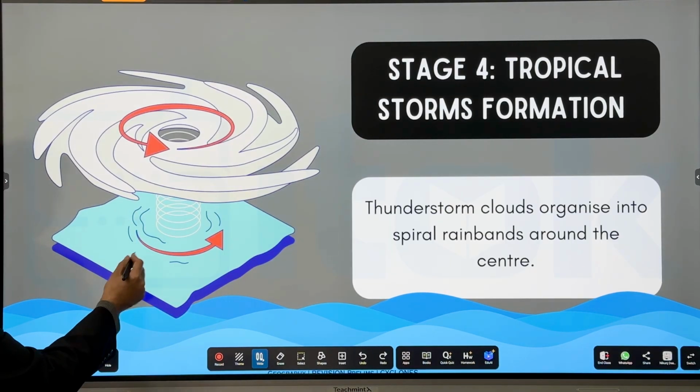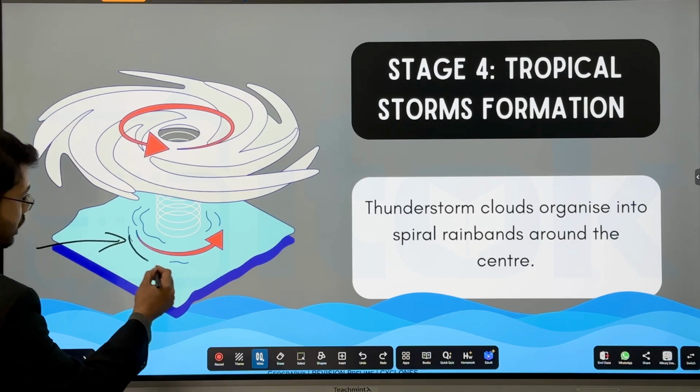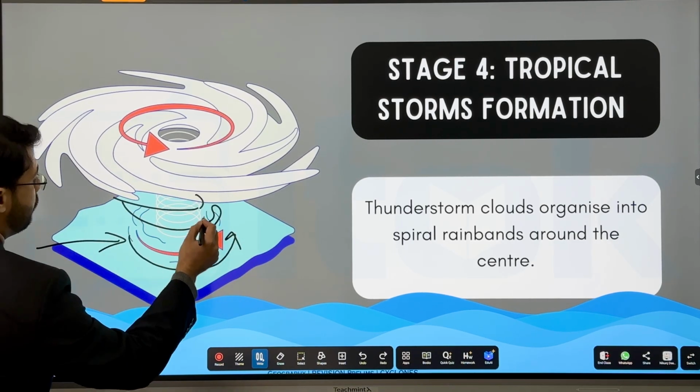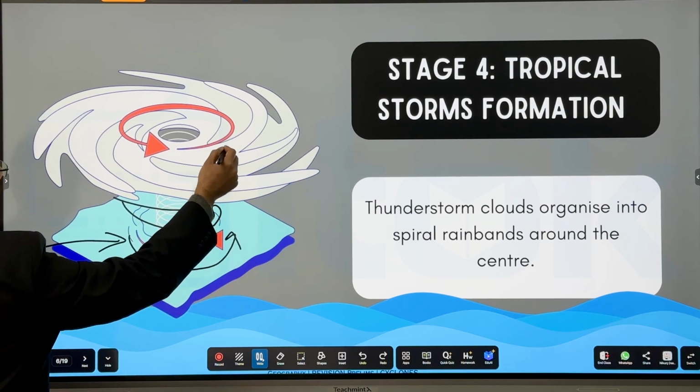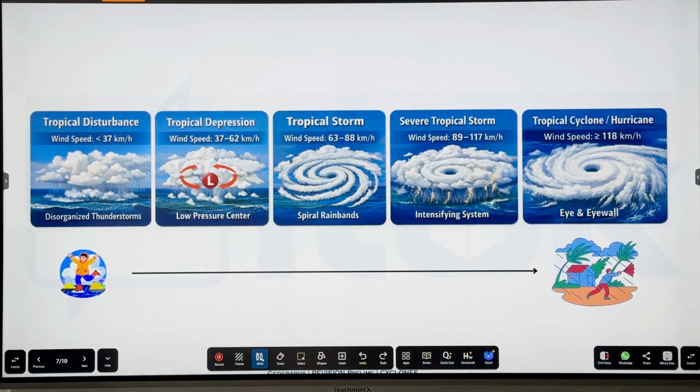So when winds are coming in and they have started swirling around from all directions, they go up, and over there they just start becoming intensified. Their intensity has started to increase, and that's what happens.